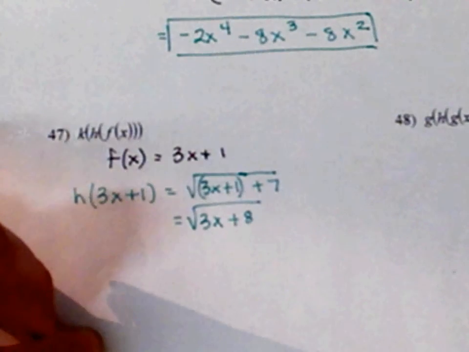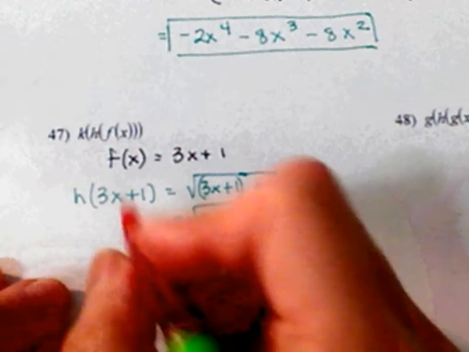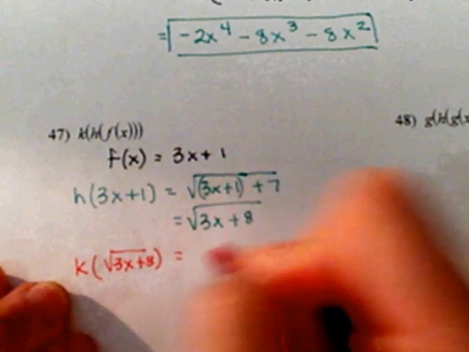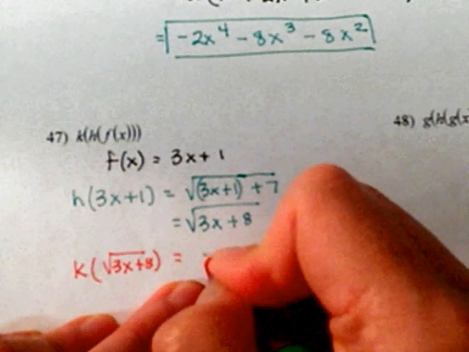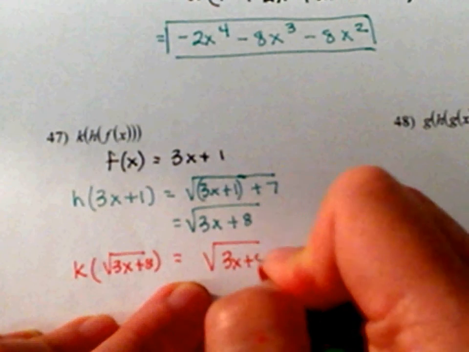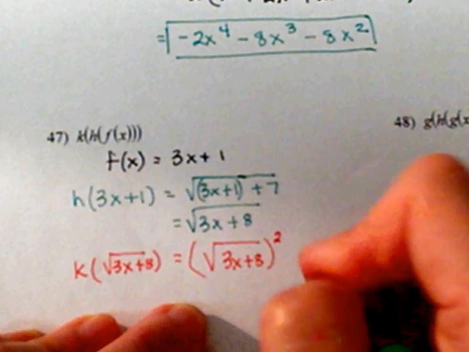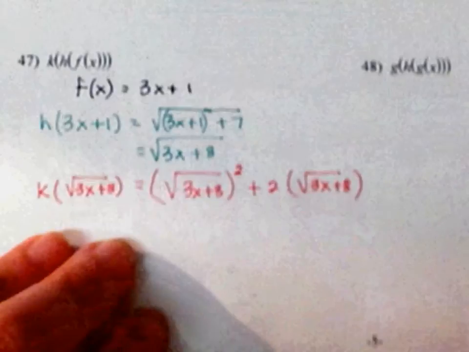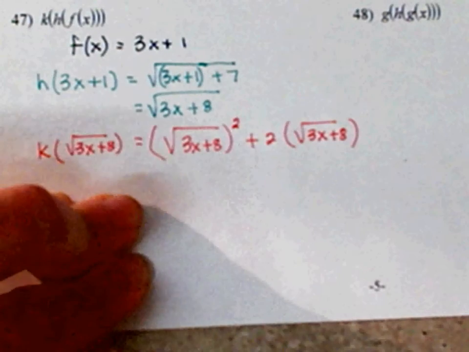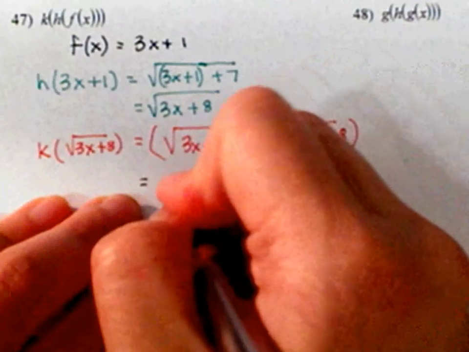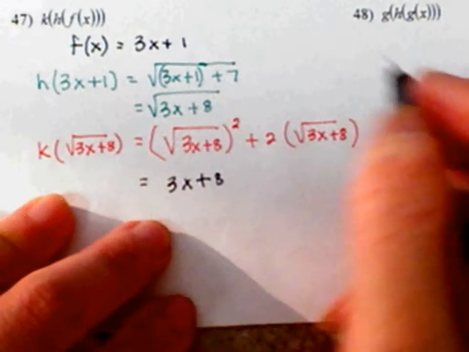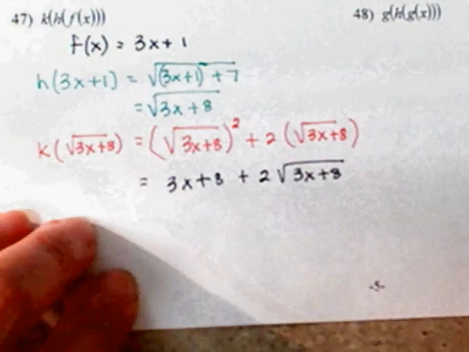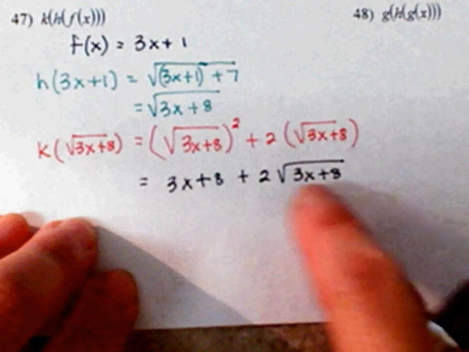Next, you're going to use your k. So you're going to substitute square root of 3x plus 8 in place of your x value. So now you have square root of 3x plus 8, squared, plus 2 times square root of 3x plus 8. Let's go ahead and simplify. When you square a square root, the radical sign goes away. Plus 2 times the square root of 3x plus 8. There's not any like terms you can combine. Keep this as is, and there's your final solution.